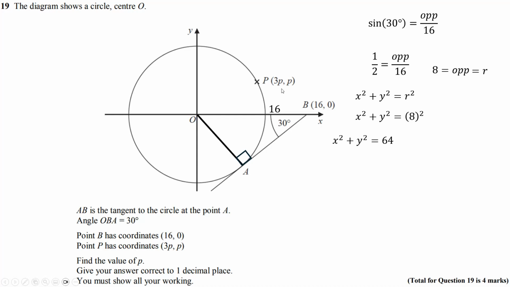We know that 3p equals x and p equals y, because this is just a point on the circle. So plug these values in. Expand to get 10p squared equals 64. And then divide by 10, and then square root that. And only take the positive solution, because p is positive, because it's in the top right quadrant. So p equals 2.5.